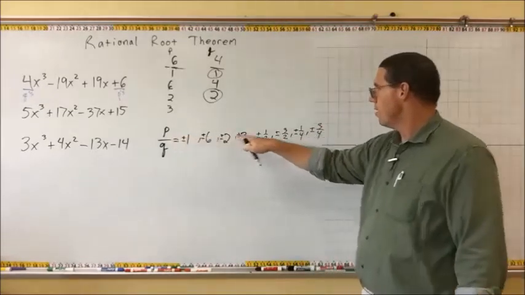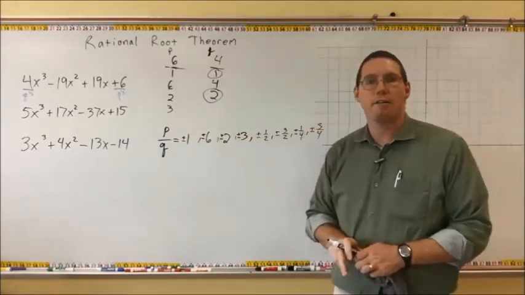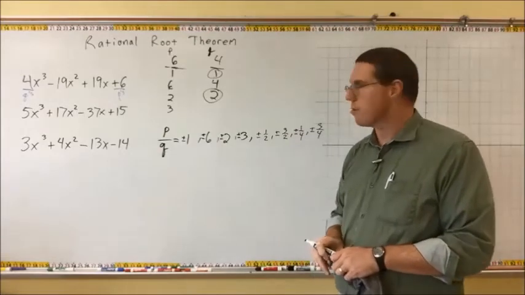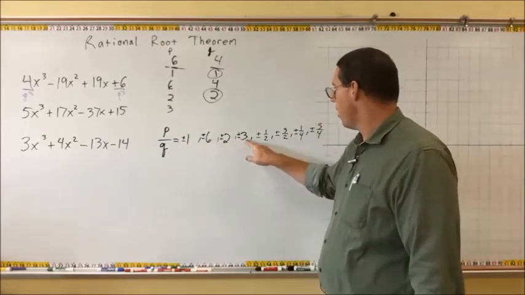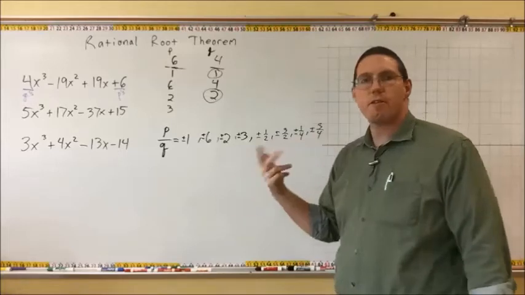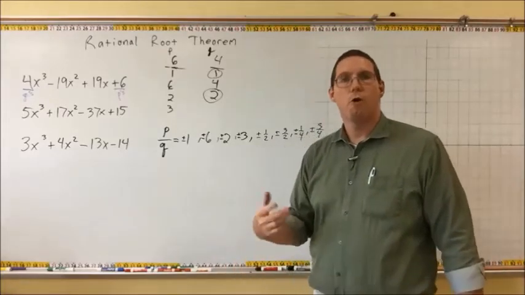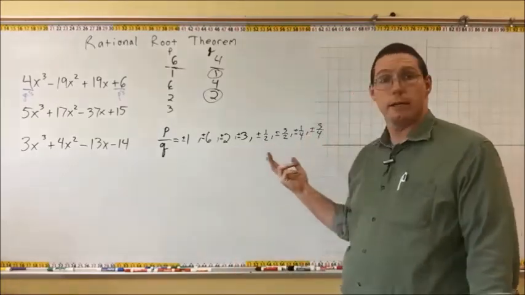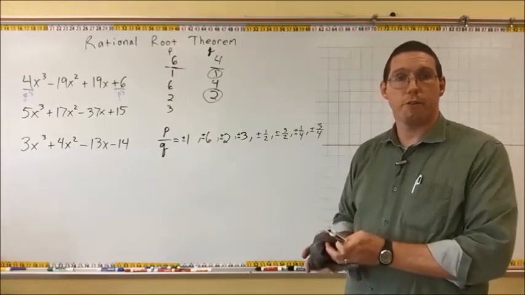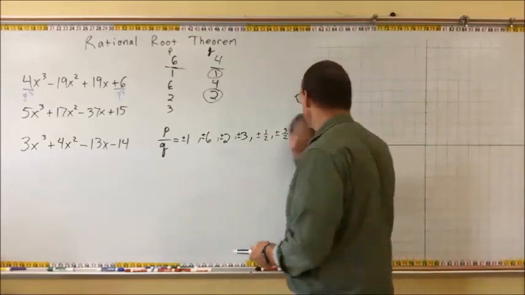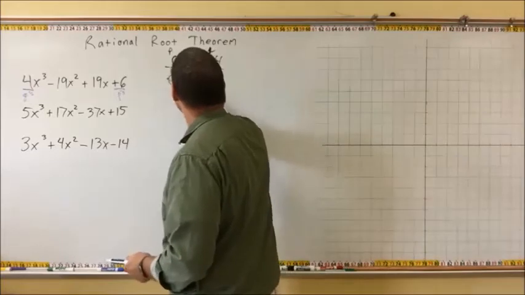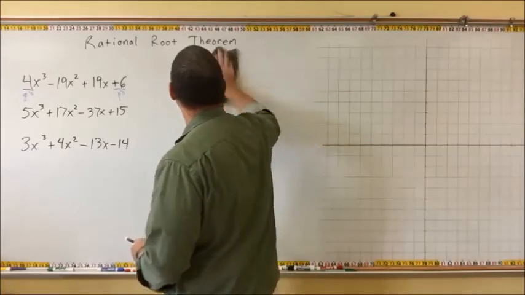So this is the list of all of the possible rational roots. There's 2, 4, 6, 8, 10, 12, 14, 16 possible rational roots. And we're done. That's how you use the rational root theorem. Now we're going to do that same thing, only we're going to do it to this next problem here.